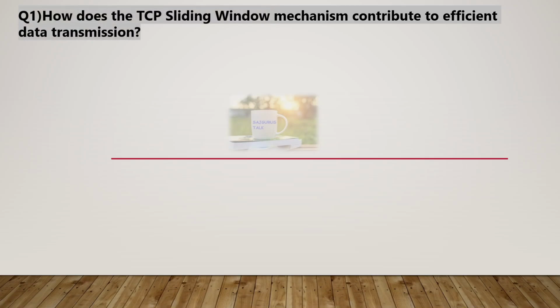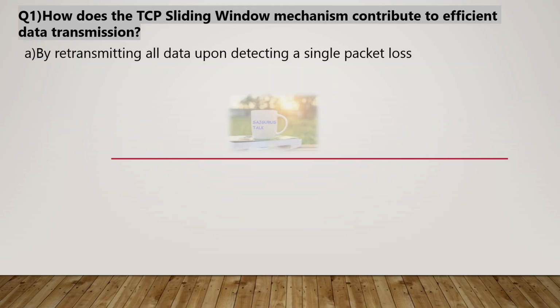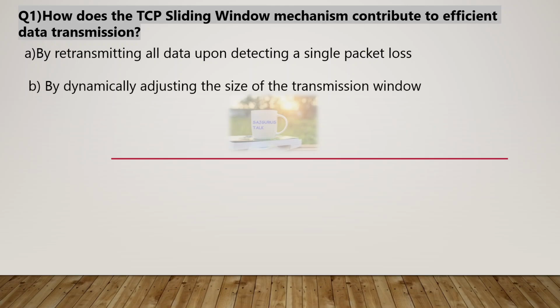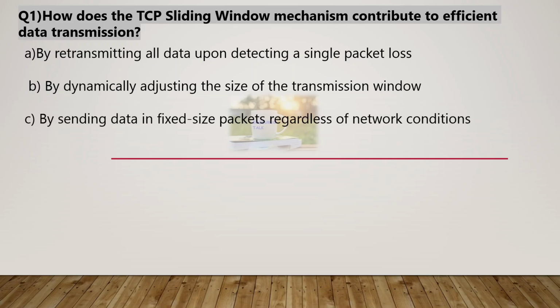First question. How does the TCP sliding window mechanism contribute to efficient data transmission? Options are: by retransmitting all data upon detecting a single packet loss, by dynamically adjusting the size of the transmission window, by sending data in fixed size packets regardless of network conditions, by prioritizing specific data packets for faster delivery.